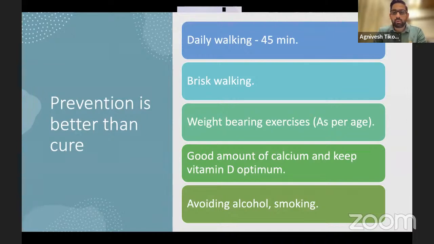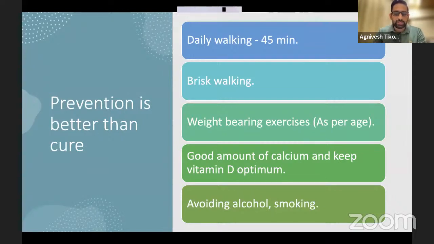So daily walking of more than 45 minutes is recommended. Brisk walking is something you should consider. Every healthy patient should consider doing it, whoever can. Weight bearing exercises as per age, whatever you can do, should be done.